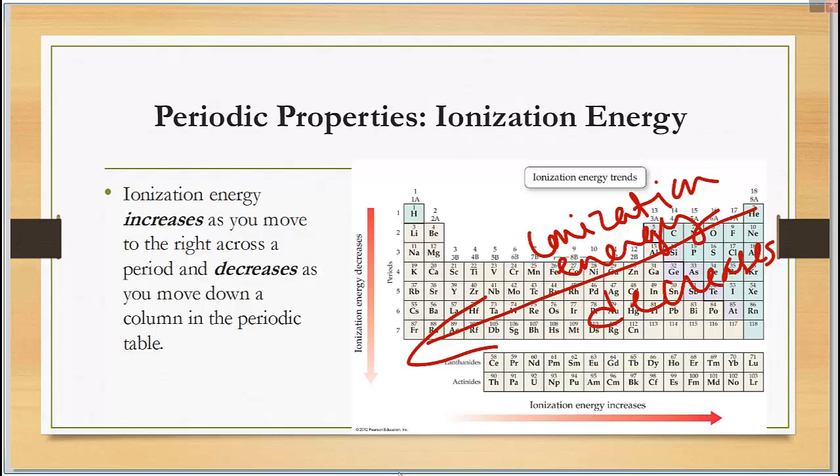Ionization energy is the amount of energy it takes to lose an electron. And if the electron is far away, it's hard to keep a hold of it.